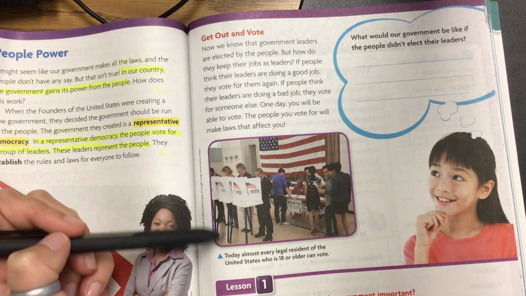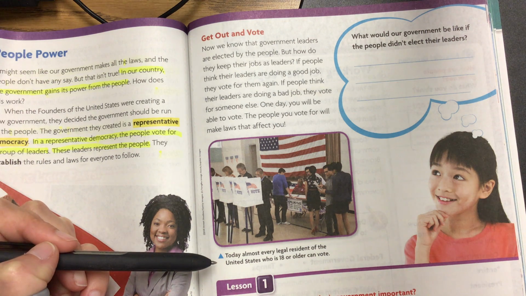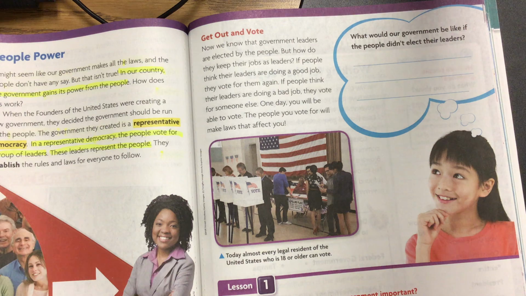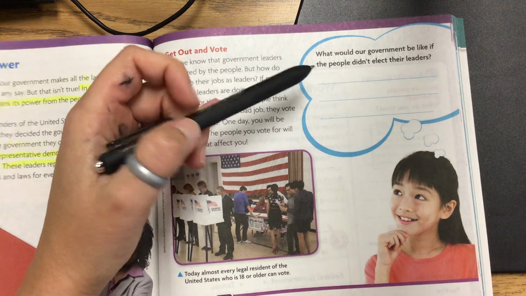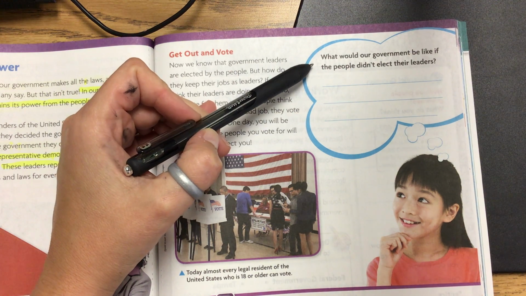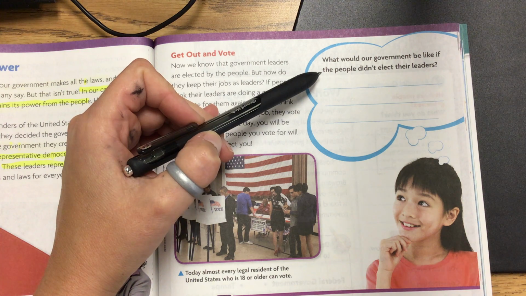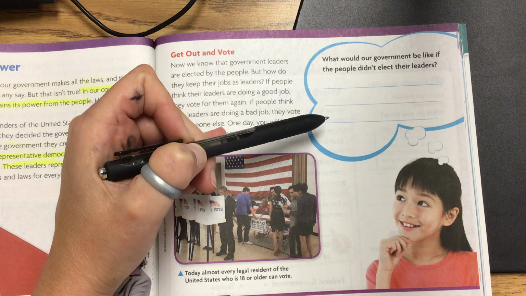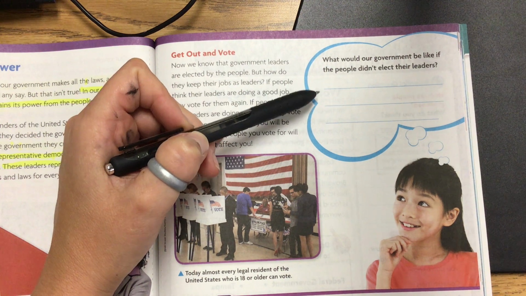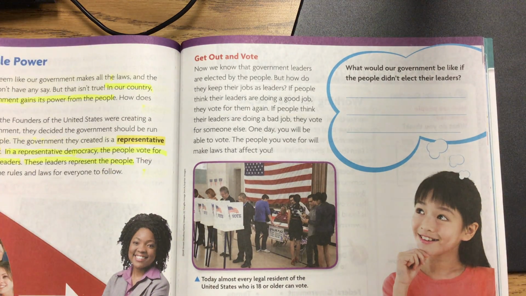And down here we see a photograph and the caption says, today, almost every legal resident of the United States who is 18 or older can vote. So I want you to take a few minutes to fill out these two questions. So it says, what would our government be like if the people didn't elect their leaders? Think about what our government would be like if we didn't get to choose our leaders, if someone else chose them for us, if we didn't have a say in who was going to run our country. What would that be like?